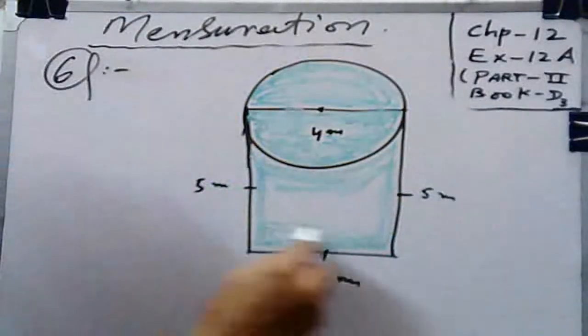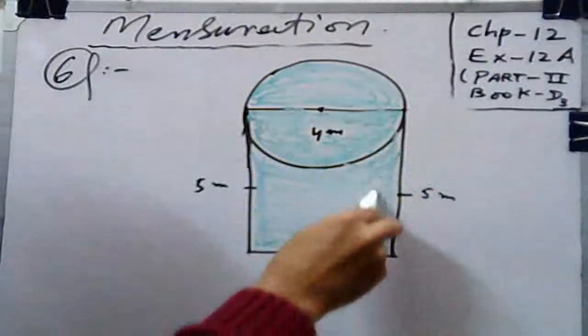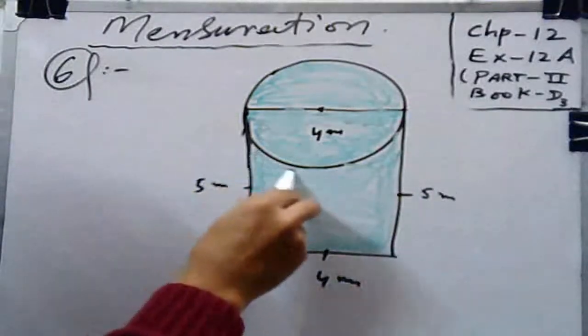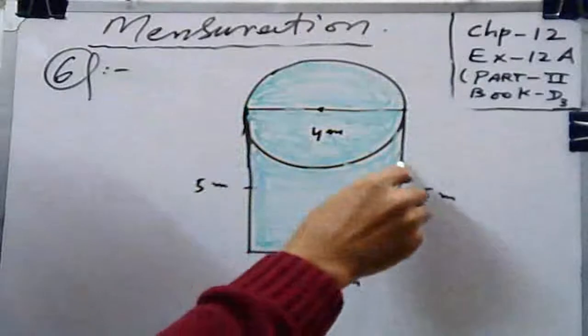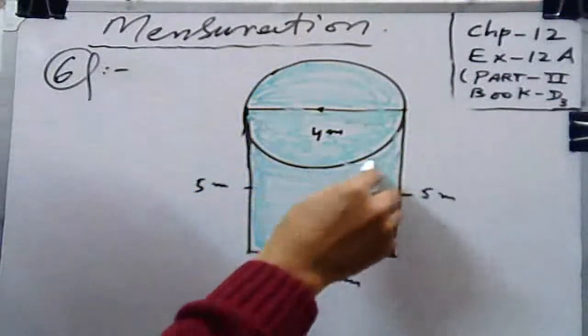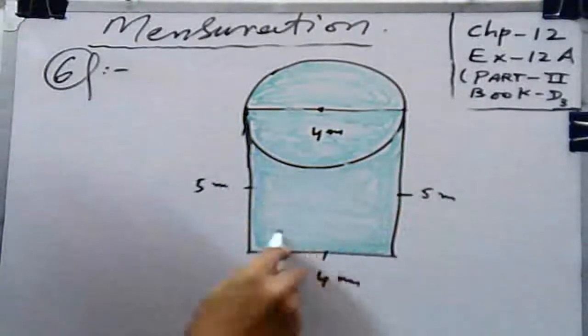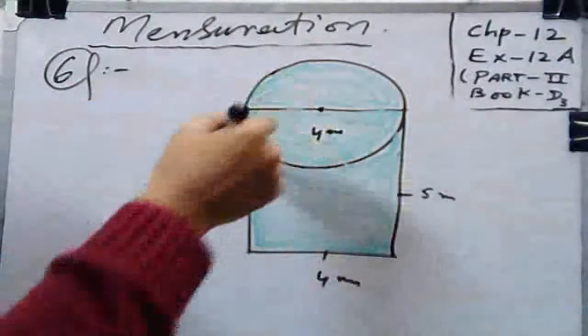So the simple methodology is this: we have to find the area of a rectangle plus the area of a semicircle, because the semicircle is up to this and the rectangle is up to this. For both cases we have simple formulas and they can easily be calculated. So that is your shaded portion. Now first we have to find the area of the shaded part.